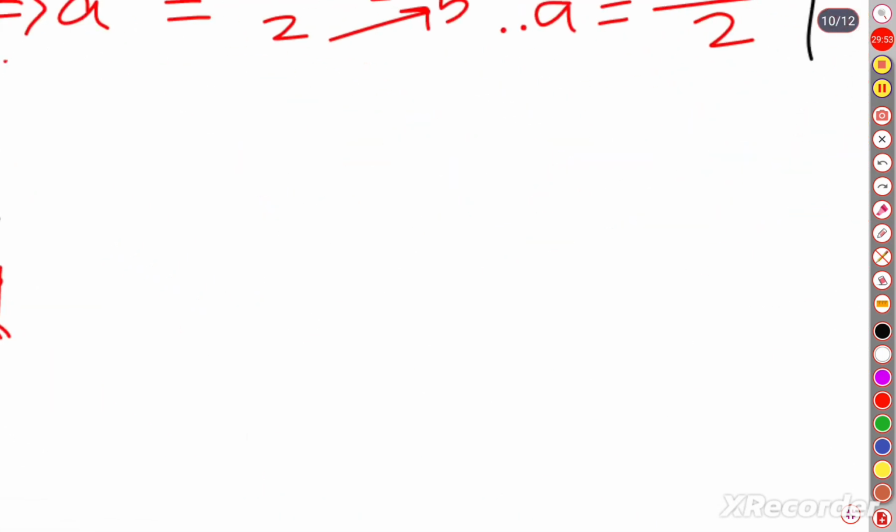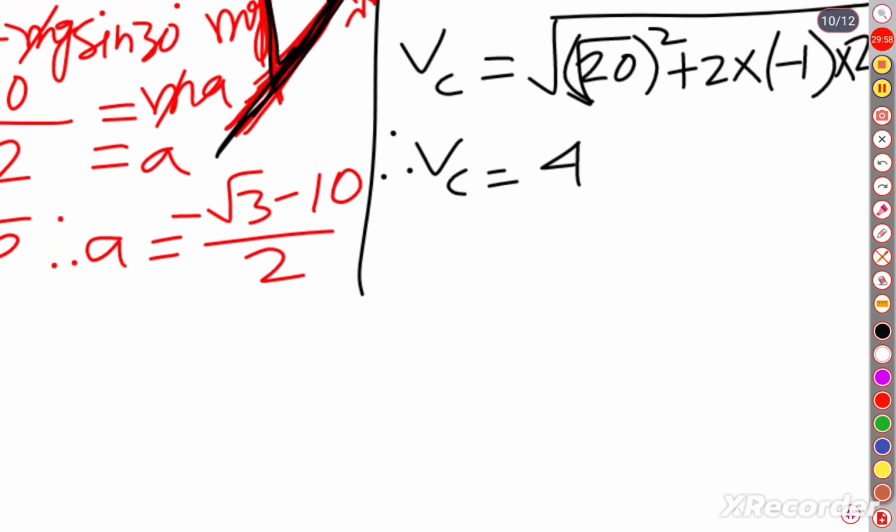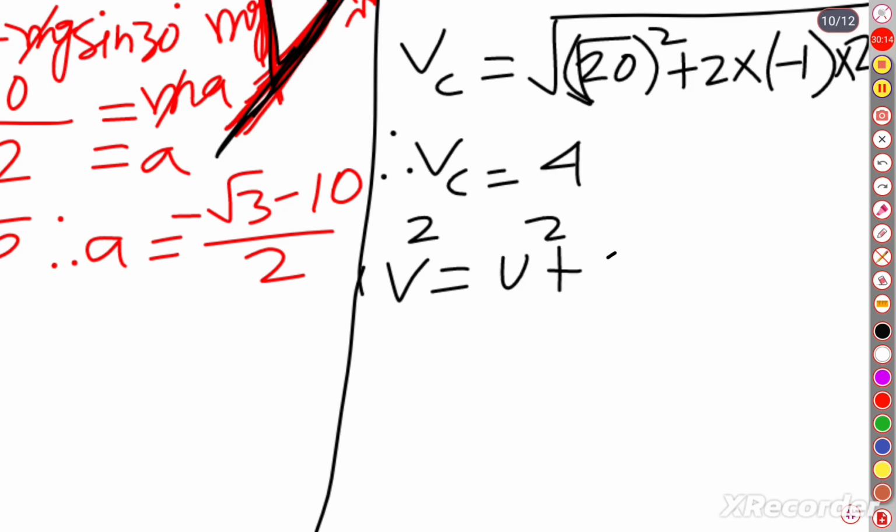Let me go there. So this is the last part of our solution. V square is equal to u square plus 2as, and we are going to find s.